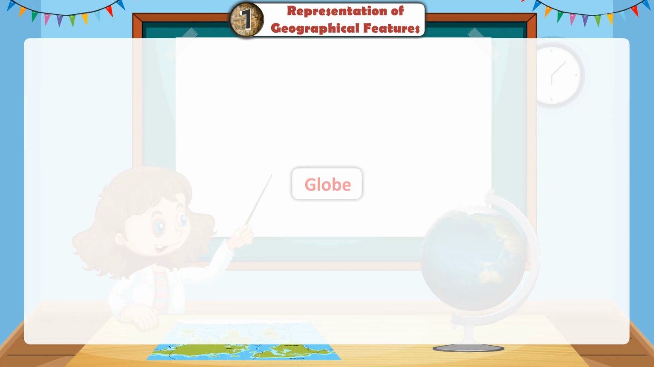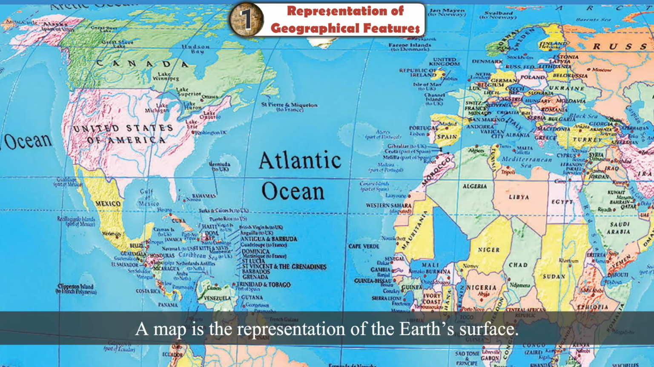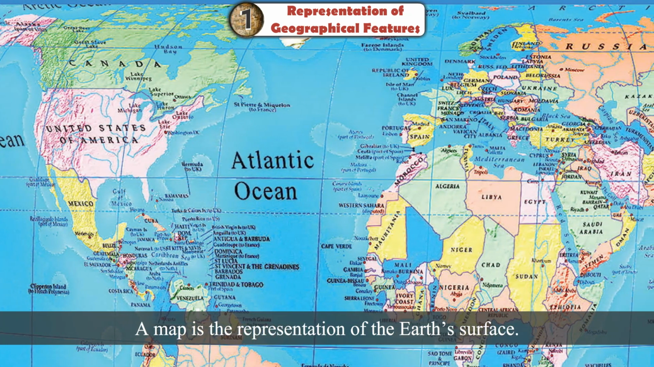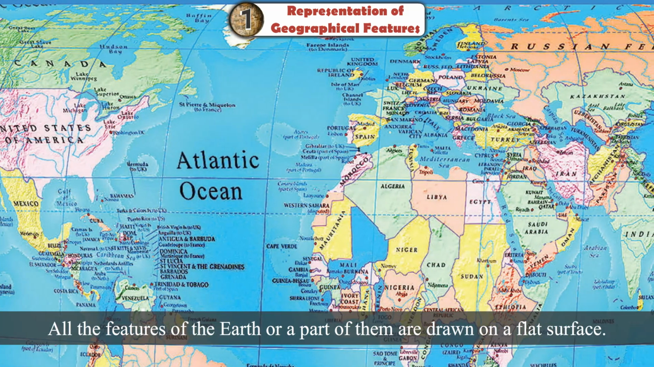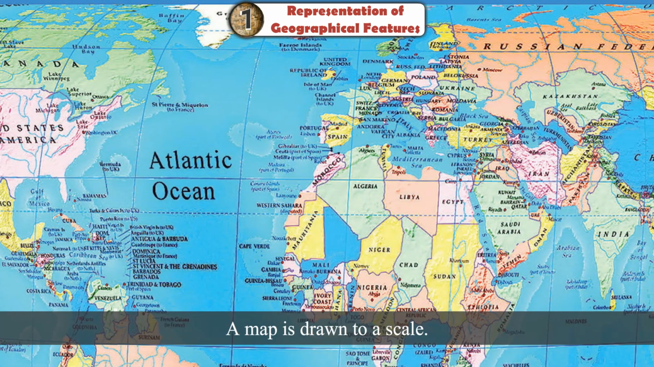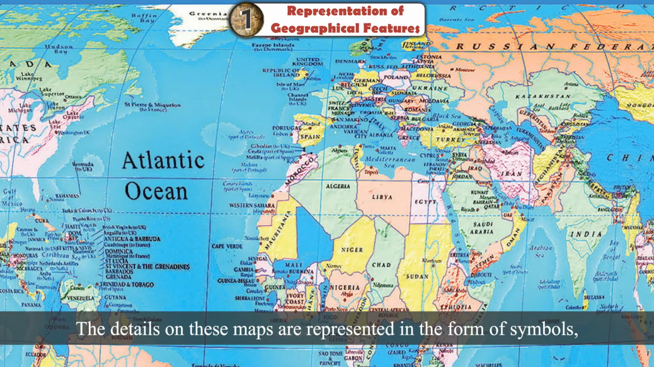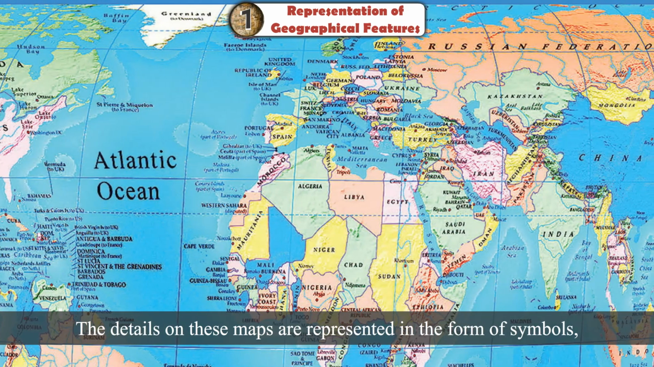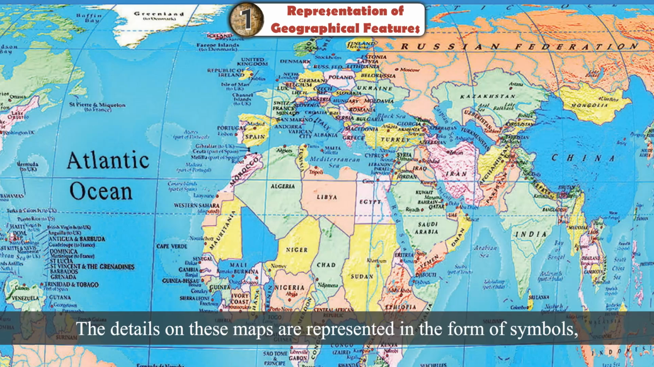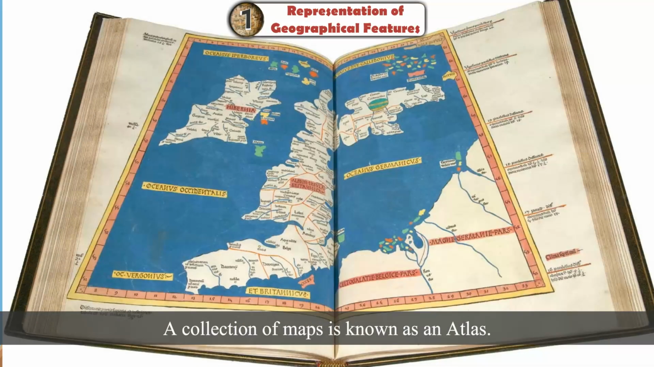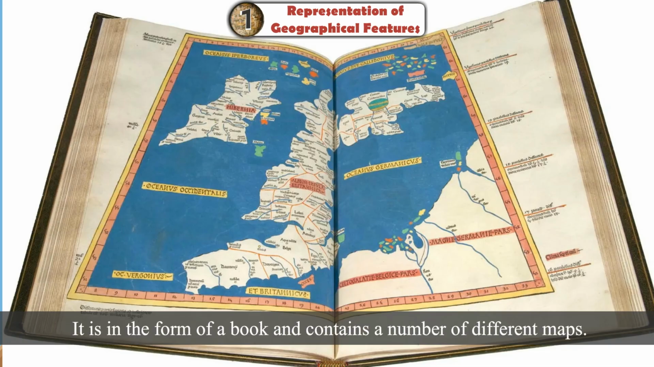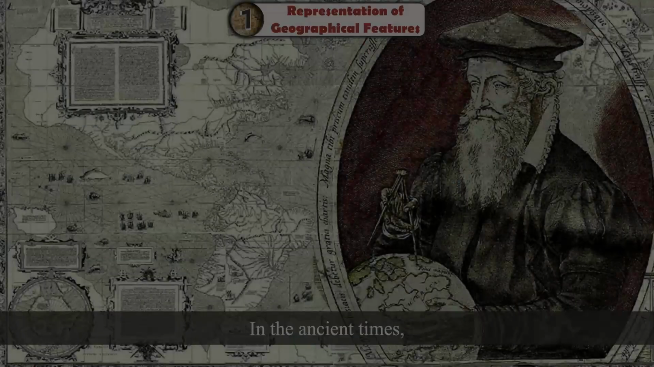Map. A map is the representation of the earth's surface. All the features of the earth or a part of them are drawn on a flat surface. A map is drawn to a scale. The details on these maps are represented in the form of symbols, words, lines and colors. A collection of maps is known as an atlas. It is in the form of a book and contains a number of different maps.